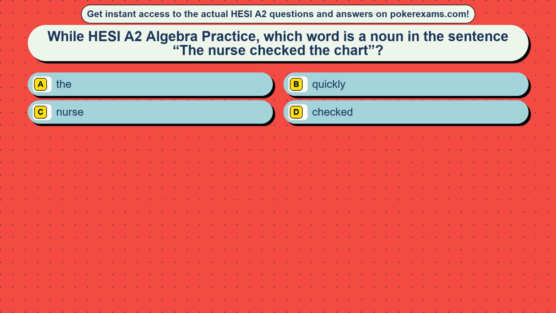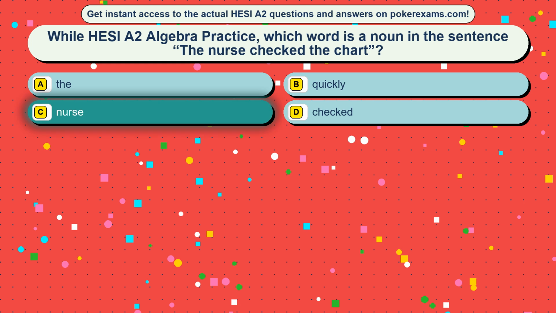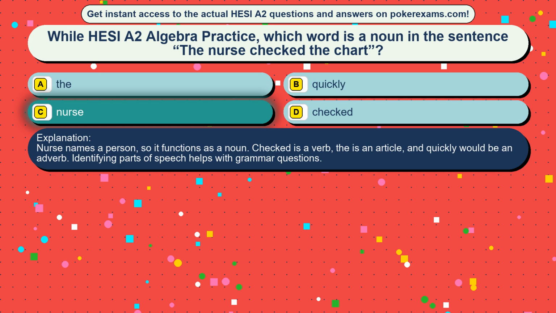Question 47. While HESI A2 algebra practice, which word is a noun in the sentence "The nurse checked the chart"? Option A, the. Option B, quickly. Option C, nurse. Option D, checked. The correct answer is option C, nurse. Nurse names a person, so it functions as a noun. Checked is a verb, the is an article, and quickly would be an adverb. Identifying parts of speech helps with grammar questions.